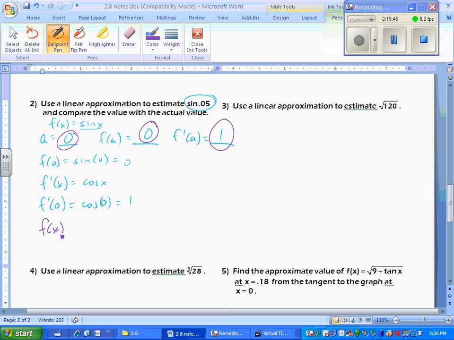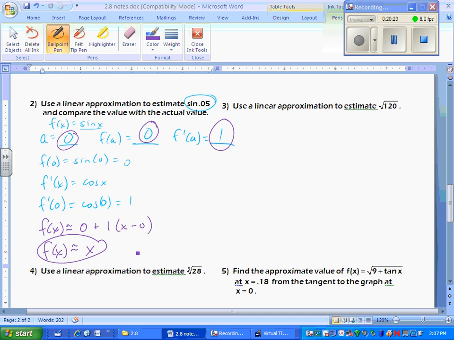So f of x, that function, sine of x, is approximately equal to f of a, which is 0, plus the derivative at a, which is 1, our slope, times x minus a. So this one actually simplifies pretty nicely. It's just x. So what this is saying is this graph sine of x, when x is really close to 0, the y value is almost the same as the x value.